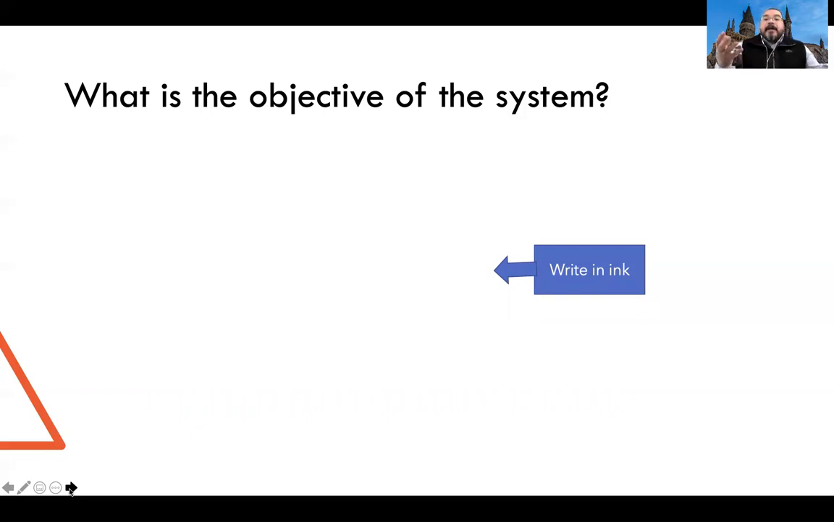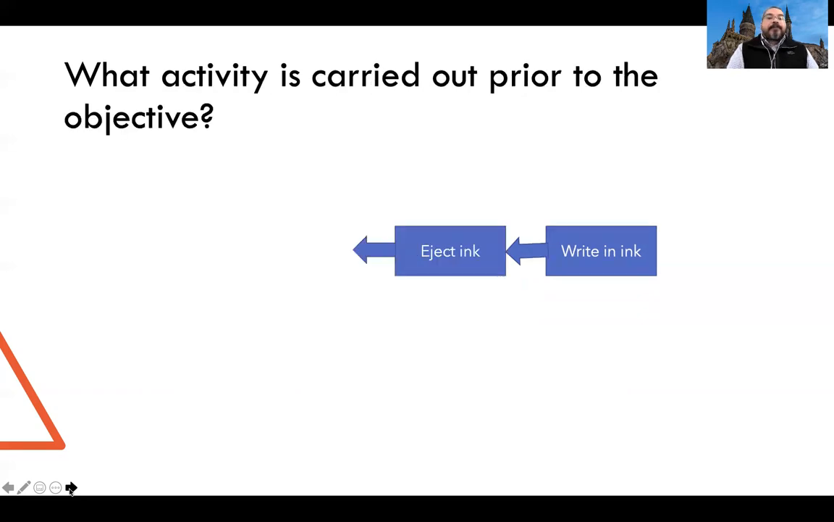The first step, or the final activity, is to write with ink. That's the main goal of the pen. What activities are carried out prior to the objective? In order for you to be writing with ink, we must eject the ink.